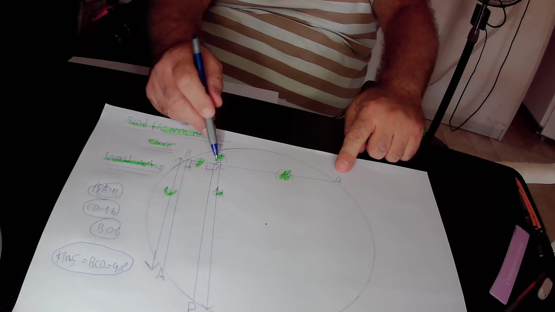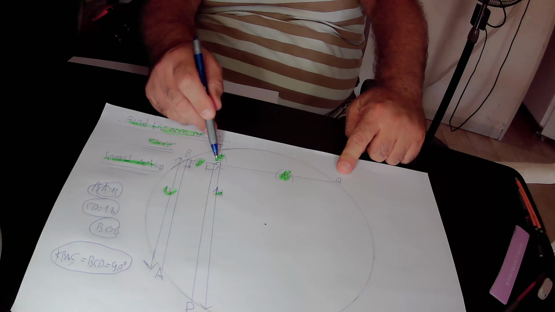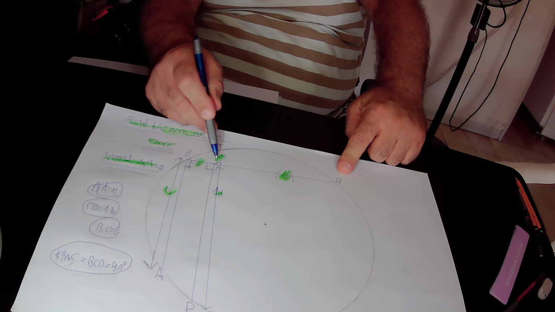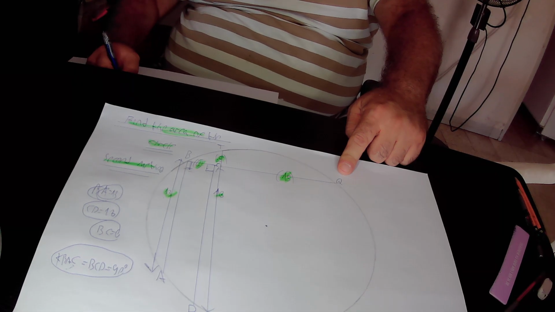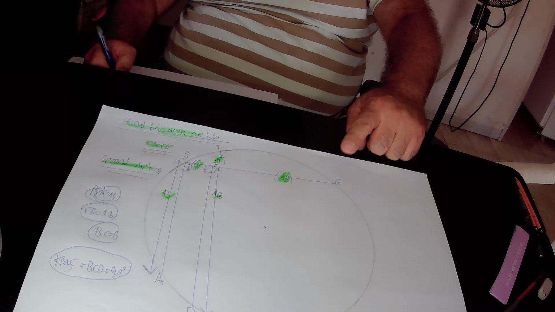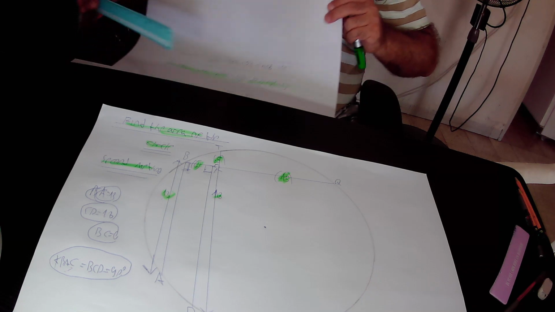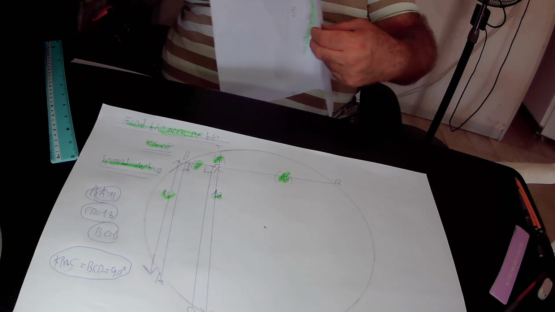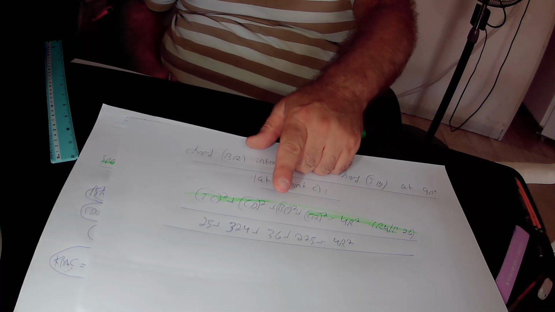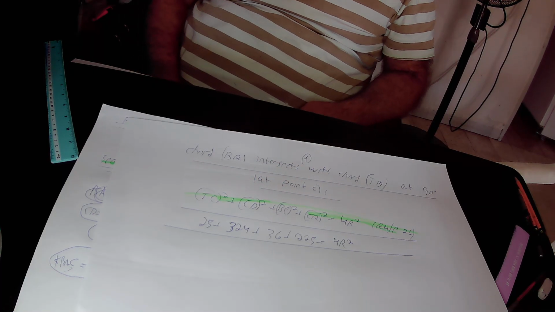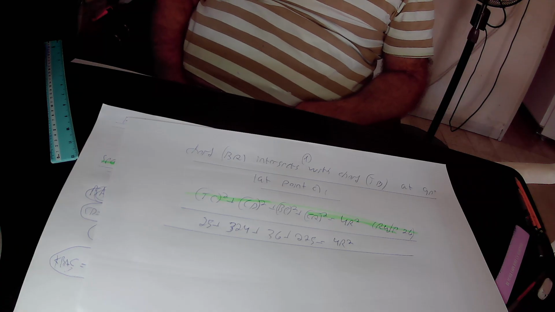Plus CQ squared. CQ is 15, therefore CQ squared is 15 squared, that is 225. And it is equal to 4R squared. So in total, we found that 25 plus 324 plus 36 plus 225 equals 4R squared.